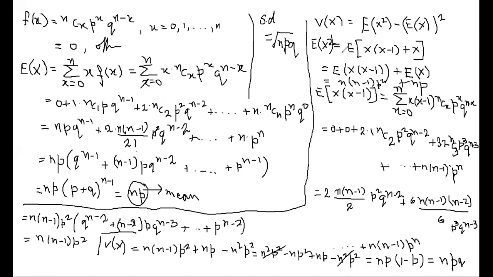Putting this value in E of x square, we have got E of x square, and then putting the value of E of x square in variance, we have simplified it and found that it is np into 1 minus p, that is npq, right? So this is all what we have seen, that is mean and variance, or you can say mean and standard deviation of the random variable following the binomial distribution.